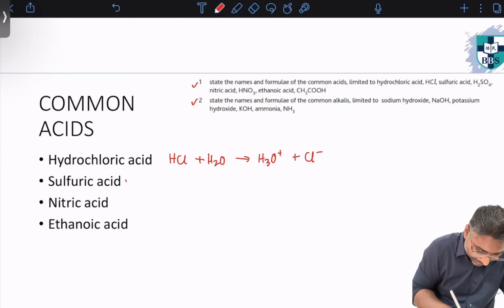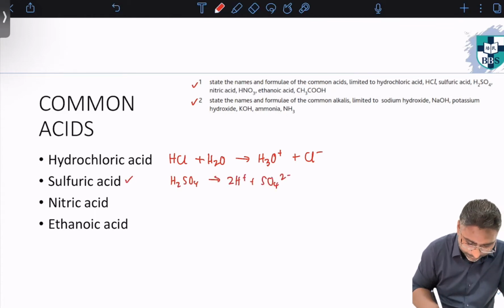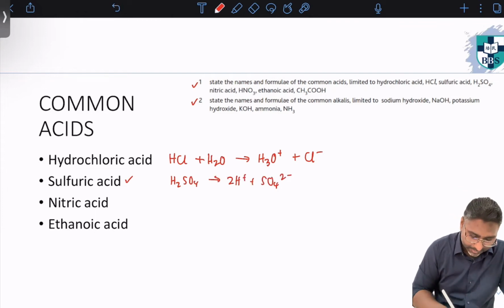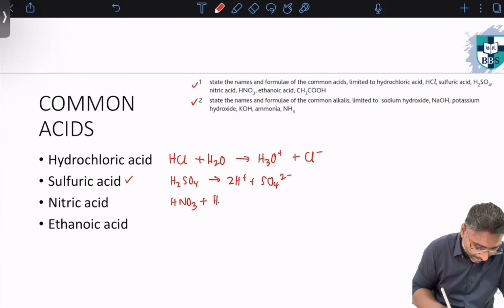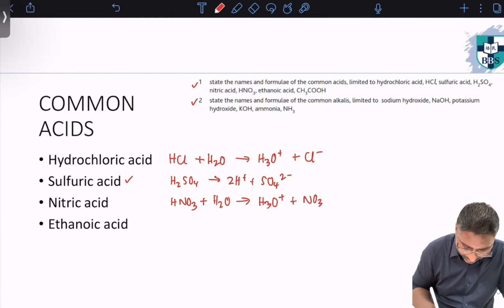Okay, but later I will explain a little bit more on H2SO4. H2SO4, I'm just going to write 2H plus SO4 2 minus. For nitric acid, I can still write, I think this one is easier. If I write it down, it's going to give you H3O plus NO3 minus.